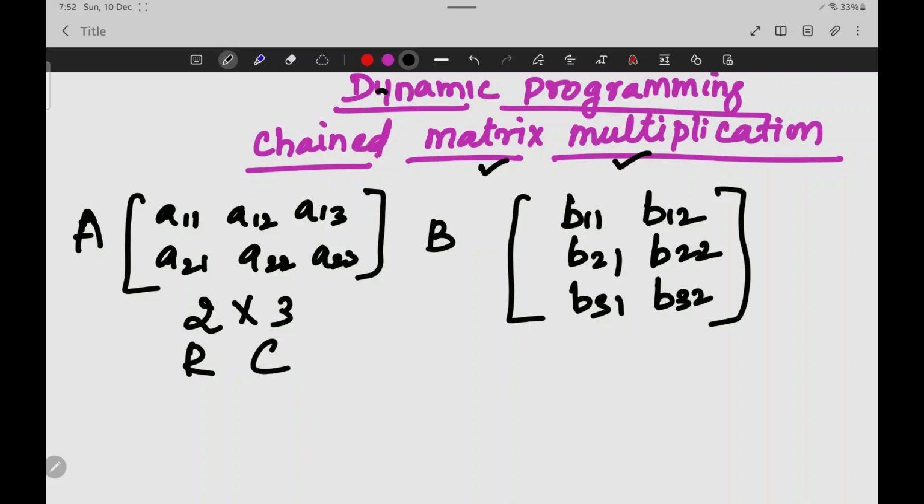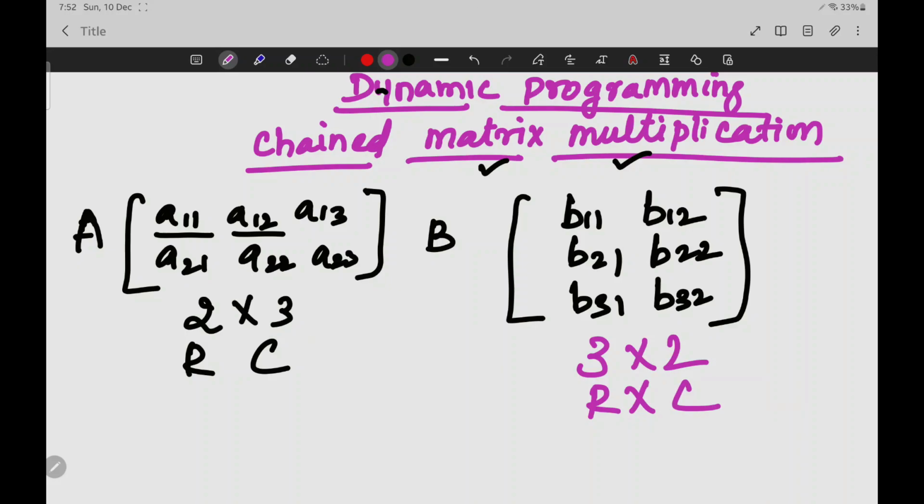Why have I written 11? That is the representation of the position: first row, first column; first row, second column. Likewise, I have represented their positions. That's why I have written B11, B21 and so on. Here we need to represent the row and column: the first one is the row and the second one is the column.